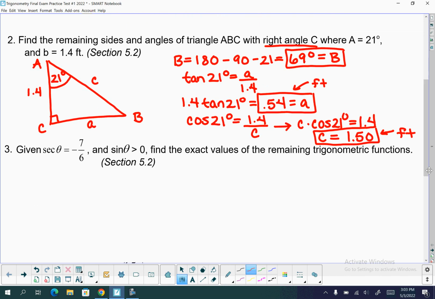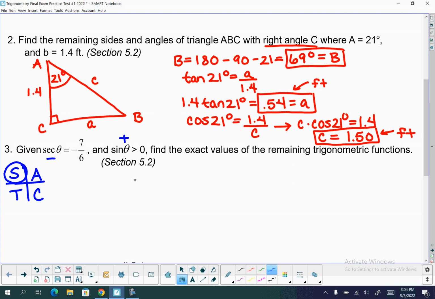Number 3, given that secant is -7 over 6 and sine of theta is greater than 0, find the exact values of the remaining trigonometric functions. Okay, so sine of theta is positive and secant of theta is negative. If we use our all students take calculus, we can figure out what quadrant we're in. The quadrant where sine is positive is either quadrant 1 or 2. Because secant's negative, we must be in quadrant 2.